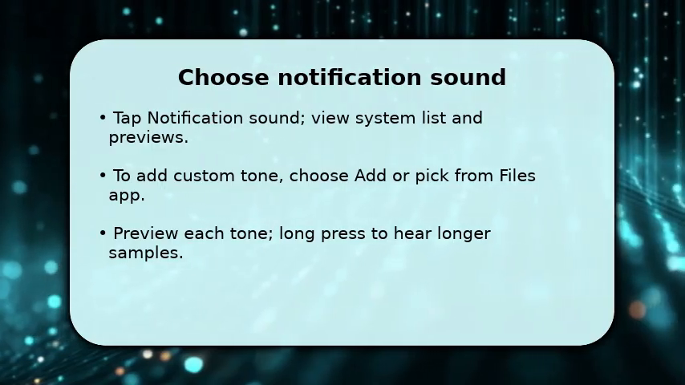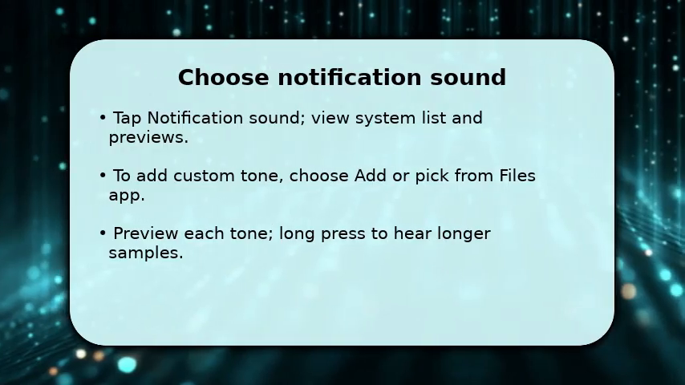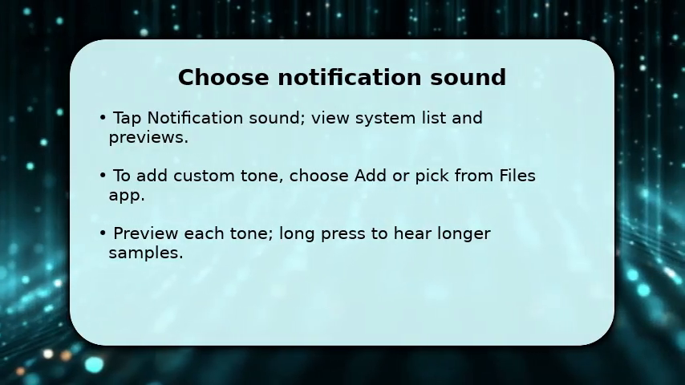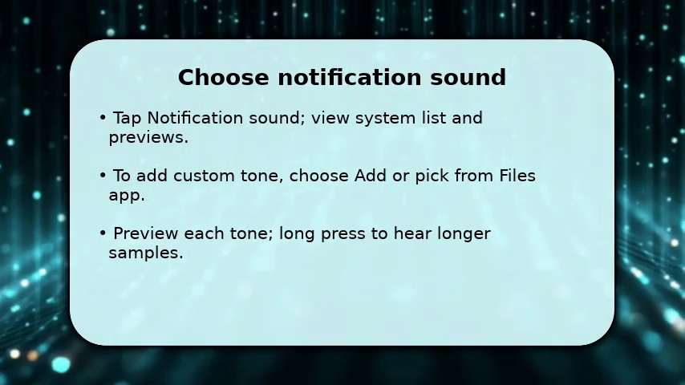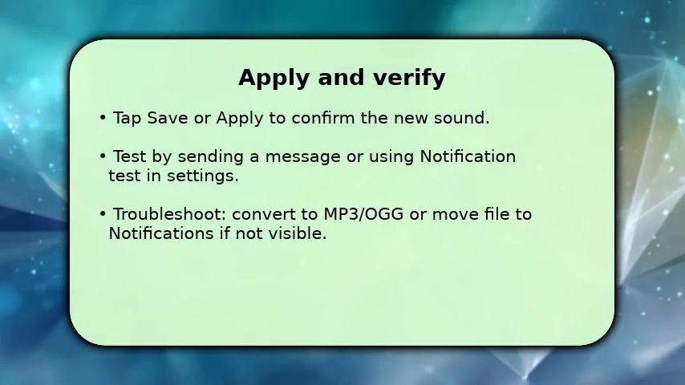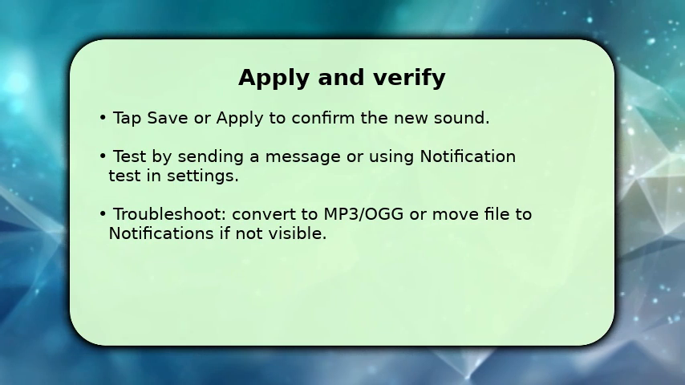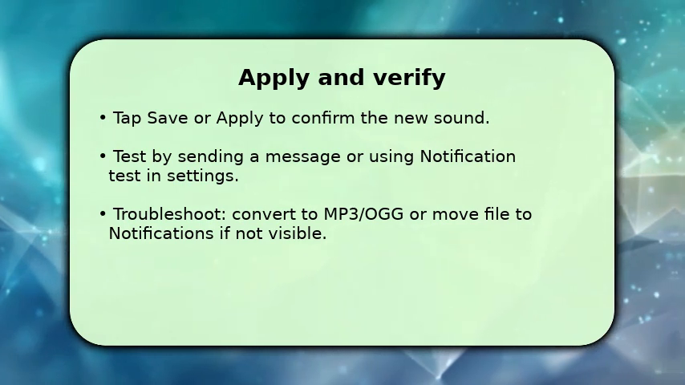Once the file is selected, the picker usually previews it. Listen and compare several options. Take your time here because the chosen tone affects how quickly you notice alerts, and you can change it per app later if needed. Once you pick a sound, tap Save or Apply so the change takes effect. Android remembers that choice system-wide or per app.